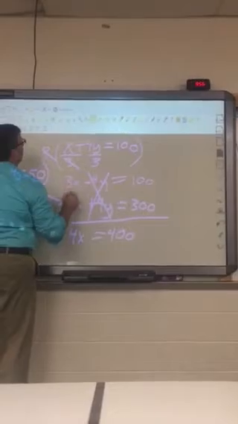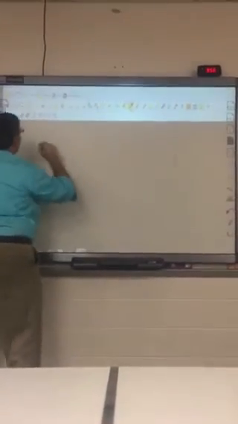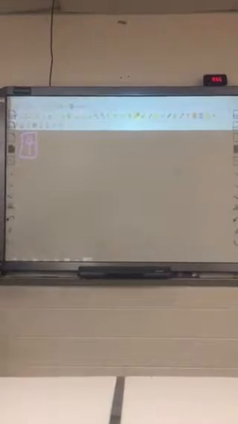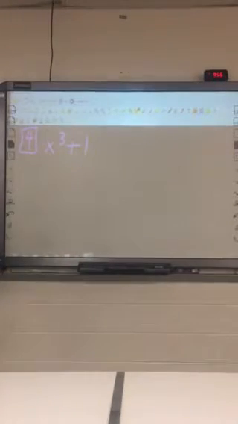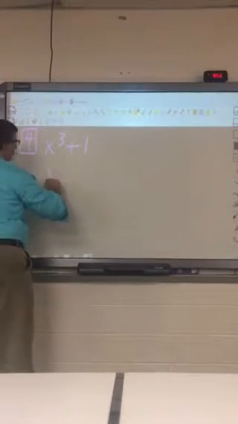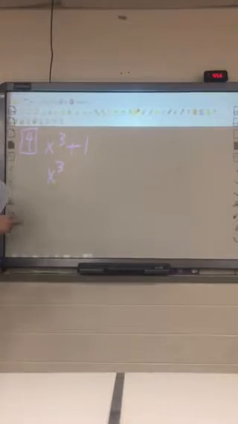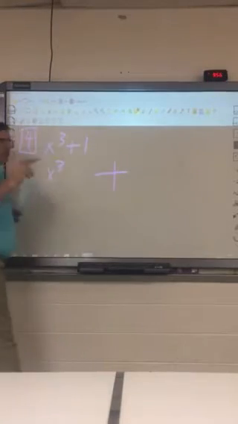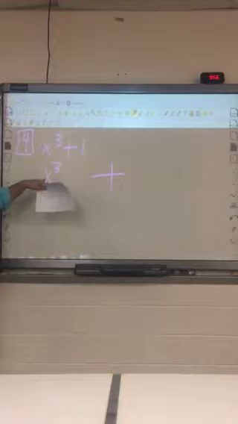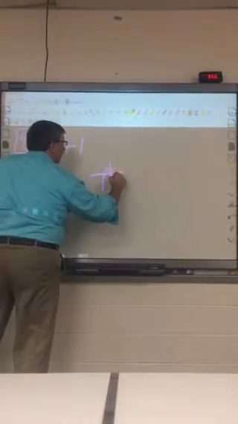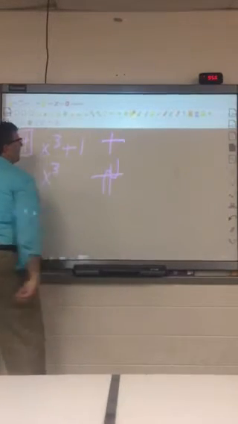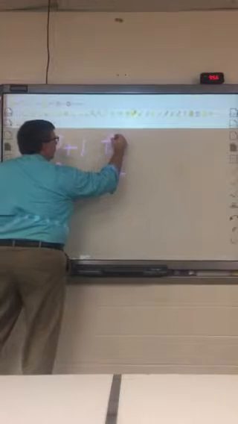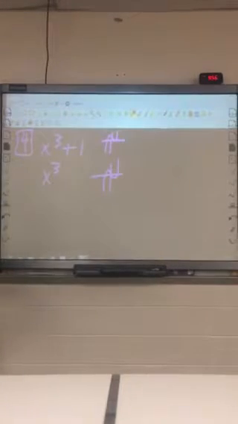Now, number 4 does not require any math. How I would solve number 4 is that I would plug in the first equation, x cubed plus 1, and they want it compared to the parent function, x cubed. If I plug this into my equation, they want us to compare it to this. So it's going to make something like that in your calculator.